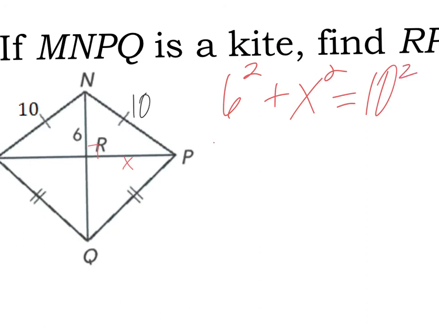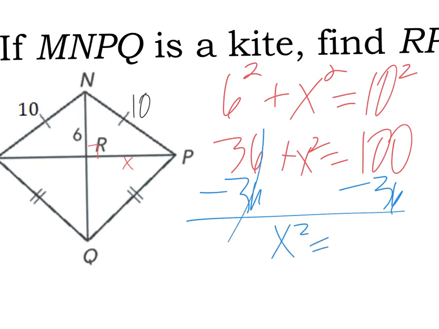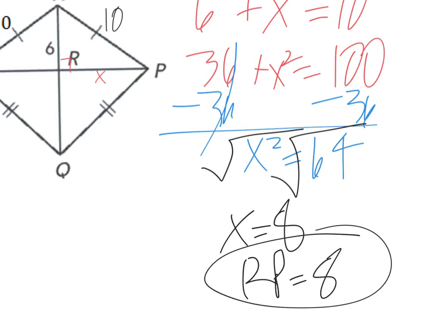And so 6 squared is 36, x squared stays the same obviously, 10 squared is 100, minus your 36 to the other side, and 100 minus 36 is going to be 64. And so we just got to square root both sides, and if you square root the 64, you get 8. And so I'll just say RP equals 8 for my final answer.